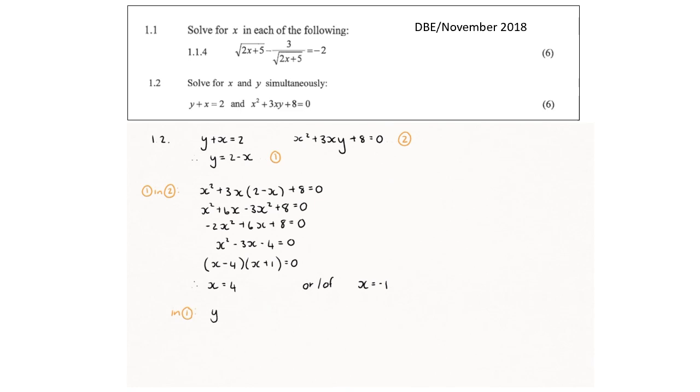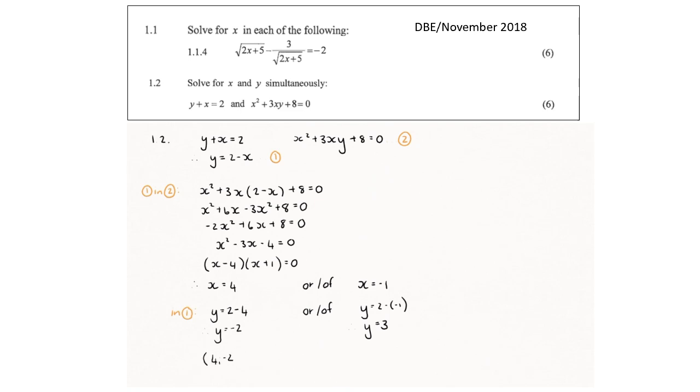We now have the two values for x, and now we have to put these values into equation 1 to determine the values for y. So if x is equal to 4, y is then equal to 2 minus 4, and that gives us y is equal to -2. And if x is equal to -1, y is equal to 2 minus -1, and that gives us y is equal to 3.